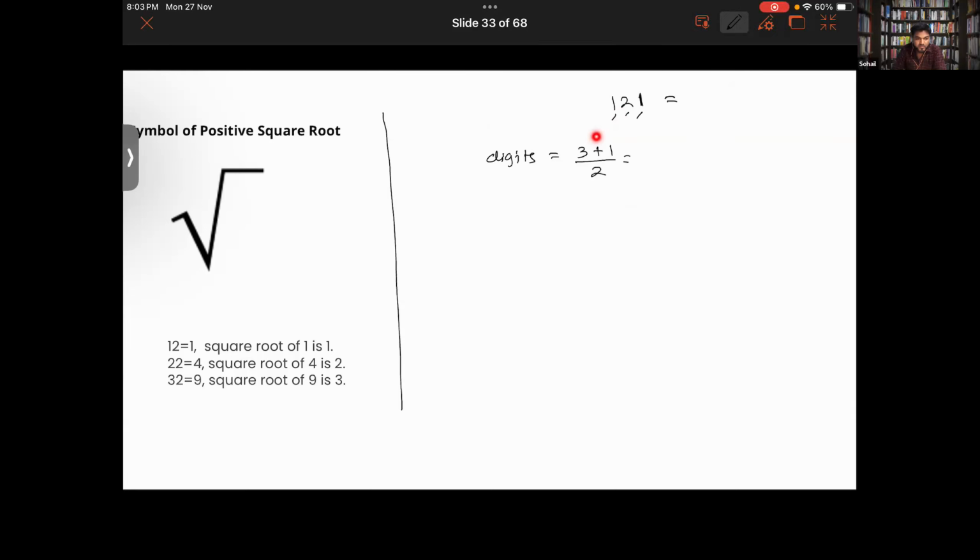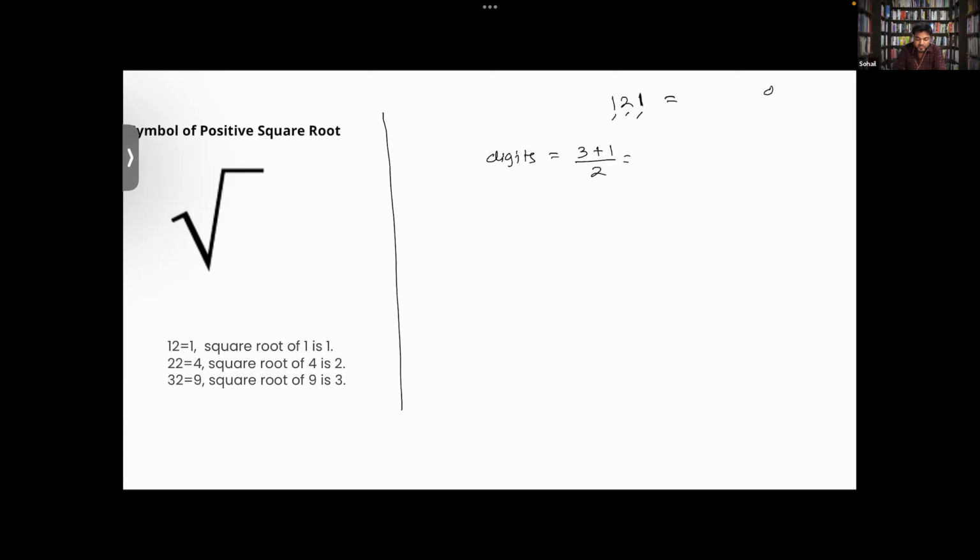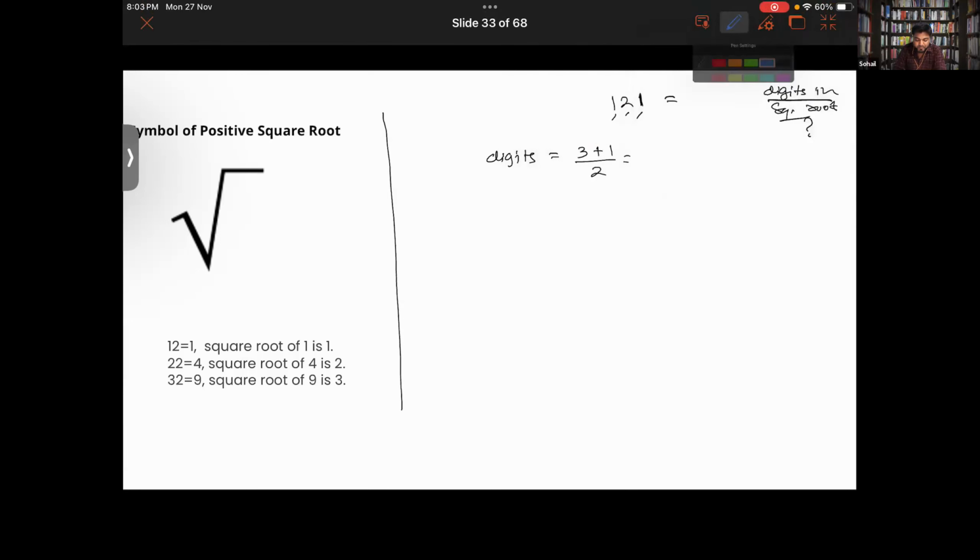So here I'm trying to find how many digits will be in its square root. Digits in the square root of this number will be how many? So it is 3 plus 1 upon 2, that is 4 upon 2, that is 2. And by calculation, I also know that square root of 121 is 11. And there are 2 digits in it, right?